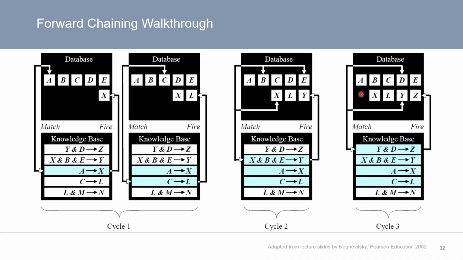In our third cycle, we now have A, B, C, D, E, X, L, and Y as facts. And at this point, we can now trigger the Y and D rule, which lets us put Z in our fact base. At this point, Z might be returned to the user as either the goal we were trying to prove, or maybe we're looking for some kind of recommendation and Z was provided back to the user. Notice that we didn't use all rules in our knowledge base. In this case, we never had the fact M, so this rule couldn't be triggered.